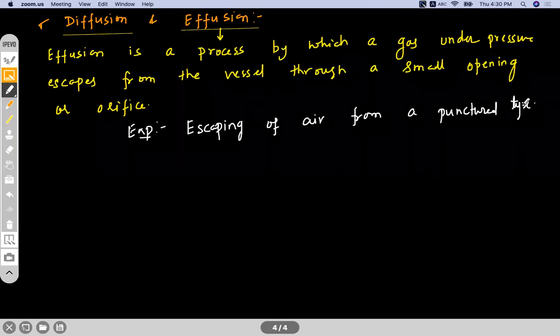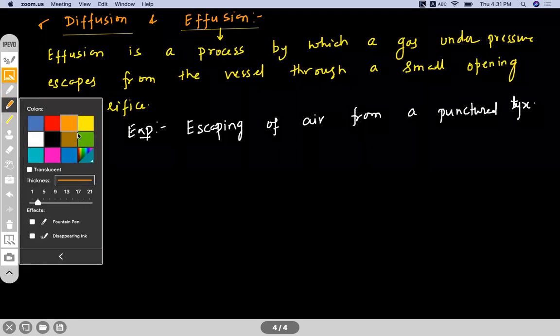We can also take an example of escaping of perfume molecules. When you see the bottle of the perfume, there's a small orifice, right? When you press it, the perfume molecules come out, right? That escaping of perfume molecules from that small hole, that process is effusion. So effusion is nothing but the escaping of air particles or any gas from a small orifice or opening. Okay. Diffusion. What is diffusion?